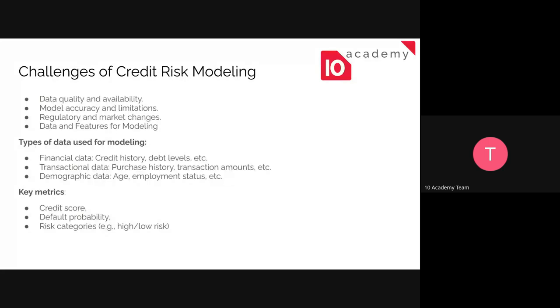But these are the key metrics that we are looking for. After we do the modeling and the credit risk analysis, we're going to need to have the credit score, which is going to tell us the creditworthiness of that person. That is, is that person worth lending the money to or not? Default probability is just the probability that the person will not return it. So these two are complementary, to determine the risk category.